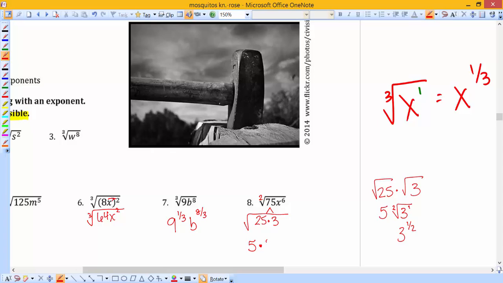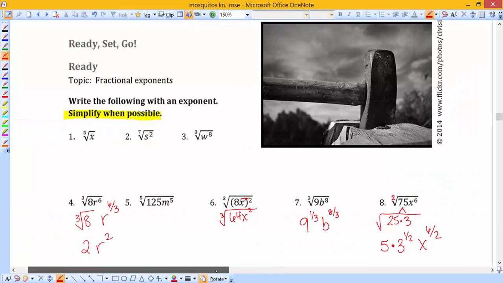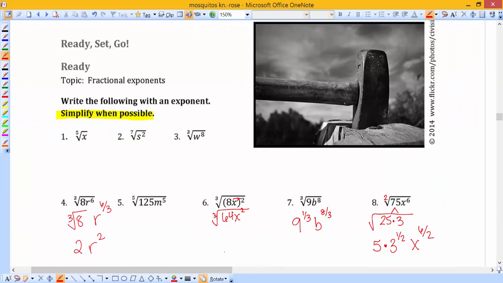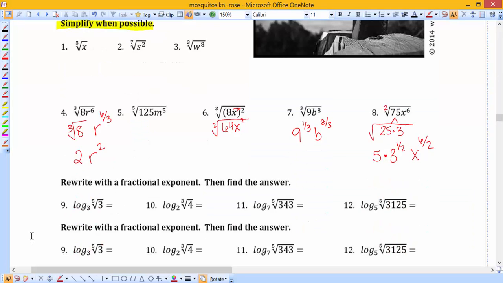So that's 3 to the 1/2. So I go times 3 to the 1/2. And then it's x to the 6/2. And then you need to simplify that. 6 divided by 2 is 3. So I'm not going to finish it, but I want you guys to have a good place to start. So hopefully that will help you guys with those ones in your homework.